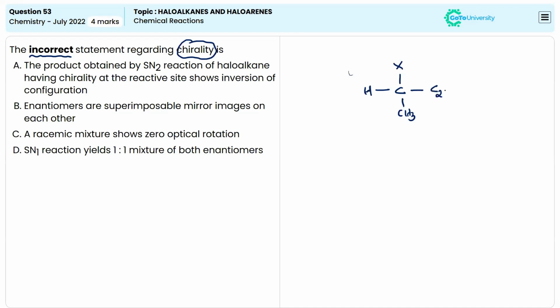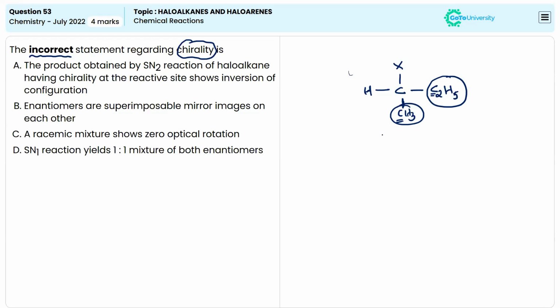See, here we have C2. This carbon is connected to halogen, hydrogen, CH3, C2H5. Don't think like this carbon is also carbon, this is also carbon. We are not checking the atom only. If it is a group, we will check the entire group. So this is ethyl group, this is methyl group. So they are different. So don't think like the atom which is connected to the carbon. It is not like that.